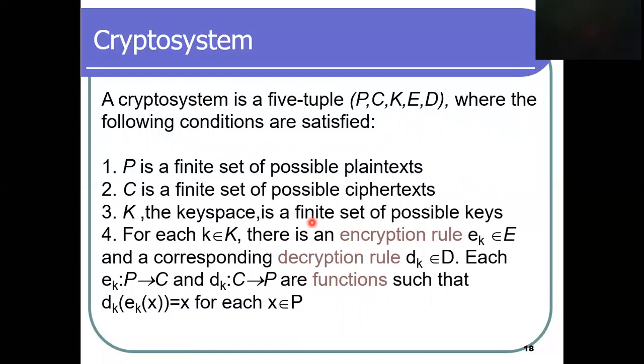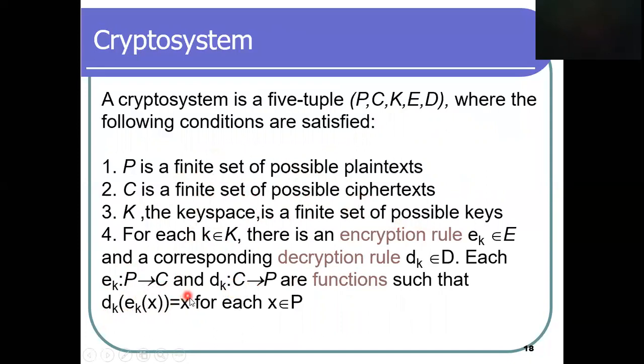A crypto system is a five-tuple (P, C, K, E, D) where the following conditions are satisfied. P is the set of possible plain texts, meaning the original message. C is the finite set of possible cipher or encrypted messages. K is the key space, a finite set of possible keys. For each key there exists an encryption rule that maps the original plain text into a cipher text, and there is a decryption function that maps the set of cipher text into plain text. The composition of encryption and decryption gives you x, which is again in the set of plain text.